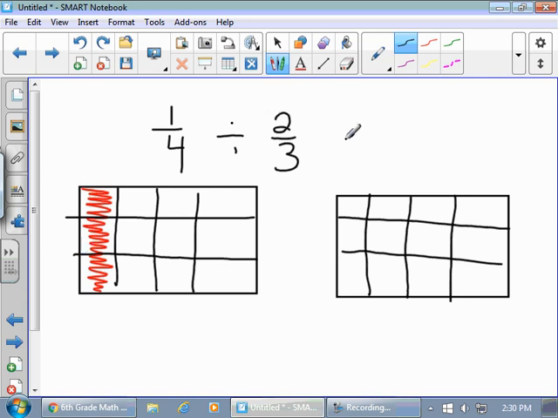Now, on the second rectangle, I'm going to shade 2/3. So I'm going to shade 2 of these rows. So really, the only thing I've done is I've done them on 2 different rectangles instead of overlapping, but I've done the same procedure. I've cut them vertically and shaded. I cut it horizontally and shaded.